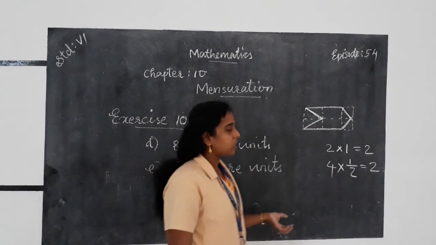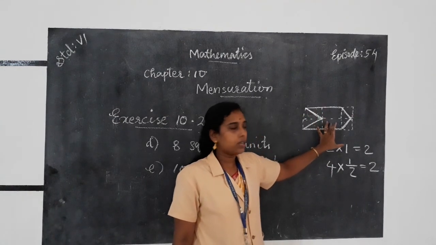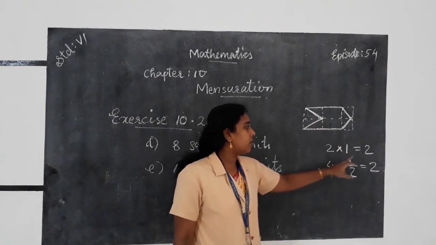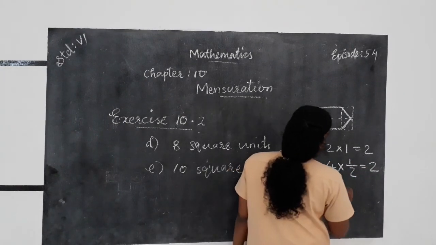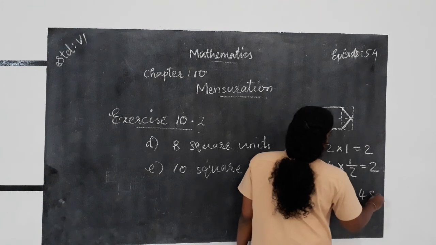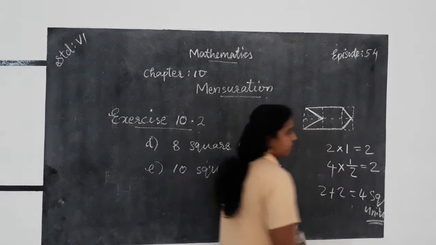Which means to find the total area covered by fully filled squares plus the area covered by half filled figures, that is equal to 2 plus 2, we get 4. So 2 plus 2, we get 4 square units. 4 square units is the area of the given figure.